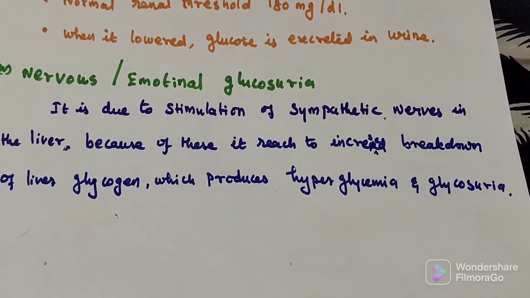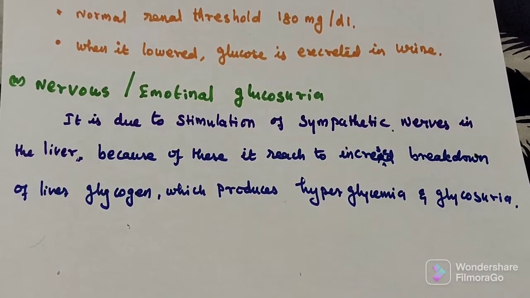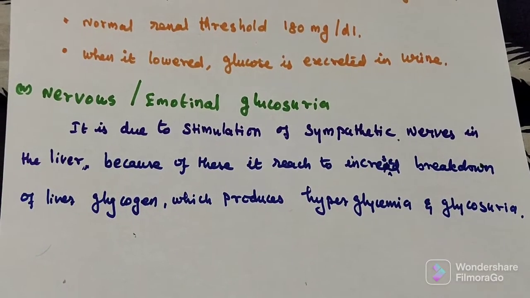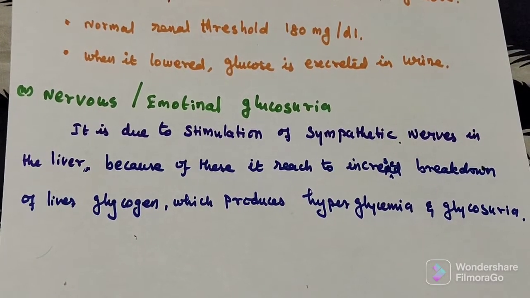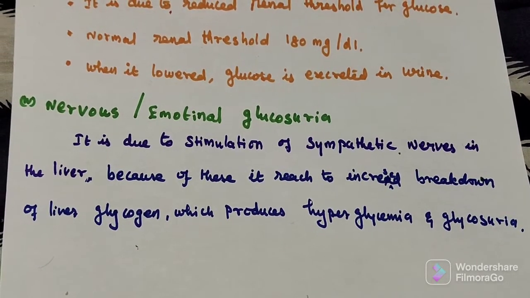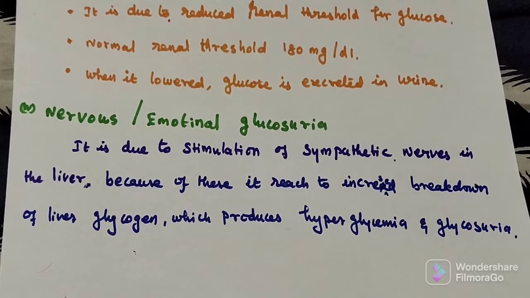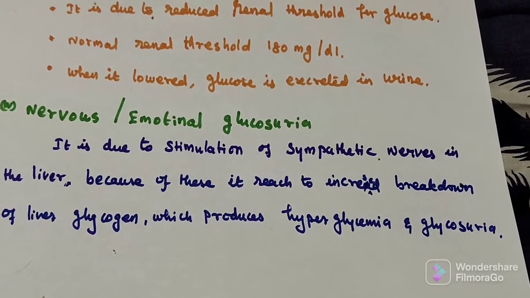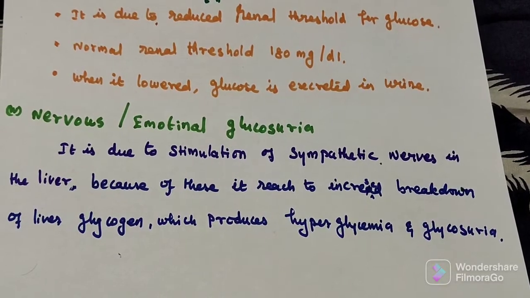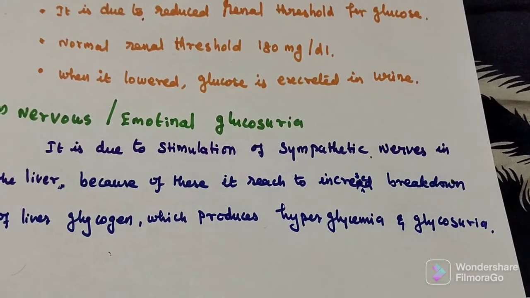The last one is nervous or emotional glucosuria. It is due to stimulation of sympathetic nerves to the liver. Because of this, there is increased breakdown of liver glycogen, which produces hyperglycemia and glycosuria. Sympathetic nerve excitement at the time of stress produces glycosuria.